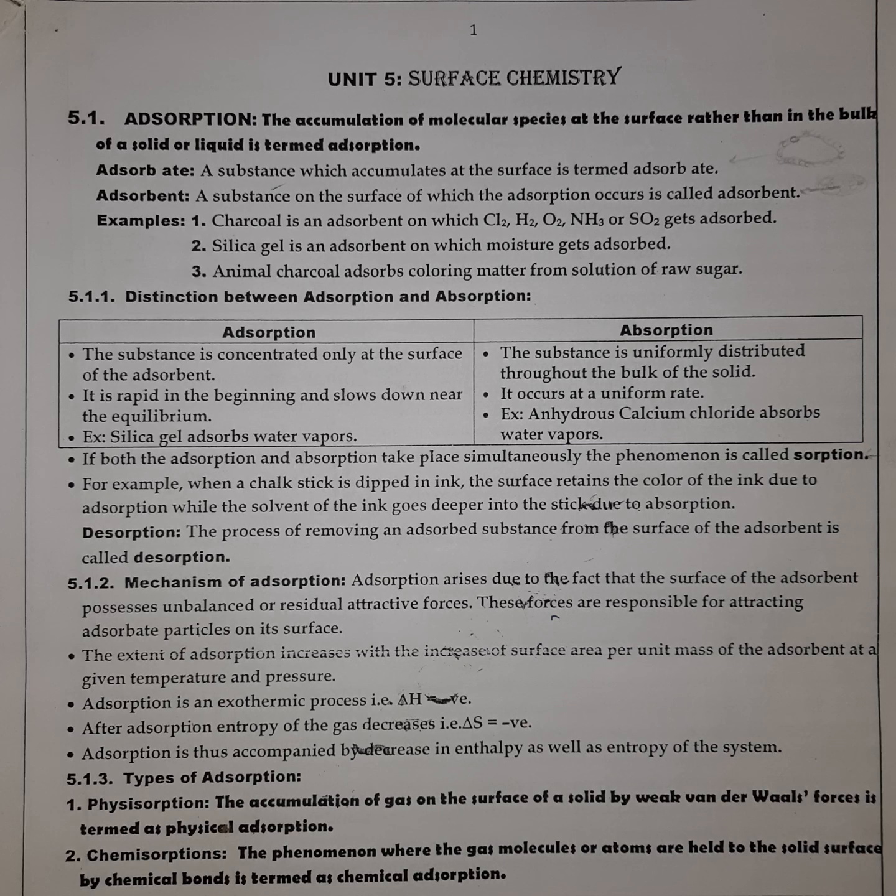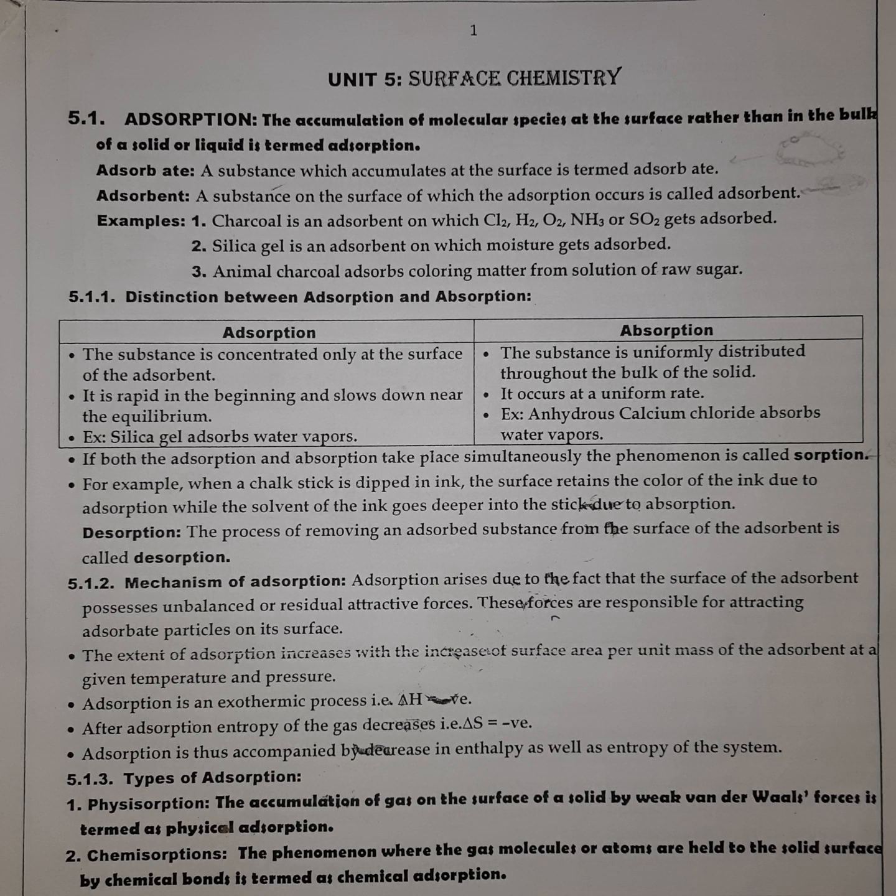For example, charcoal is an adsorbent on which chlorine, hydrogen, oxygen, ammonia or sulfur dioxide get adsorbed. Silica gel is an adsorbent on which moisture gets adsorbed. Third, animal charcoal adsorbs coloring matter from a solution of raw sugar. These are good examples of adsorbents. So what is the difference between adsorption and absorption?